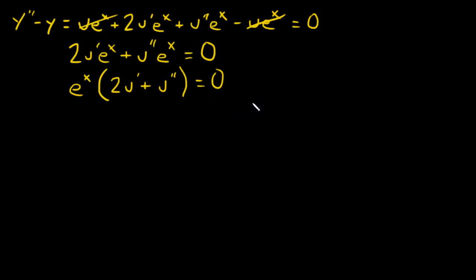Now e to the x can never equal 0, which means that this must be 0, right? Just this piece right here.